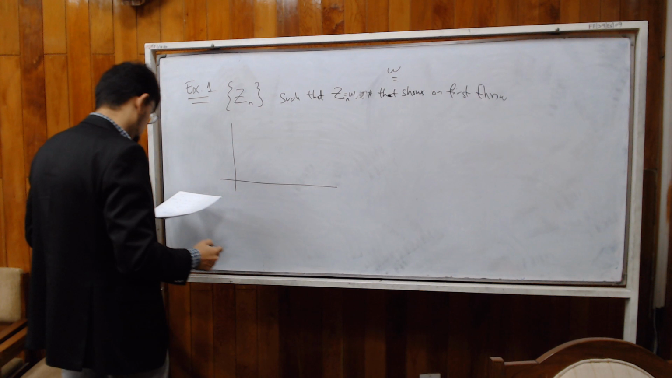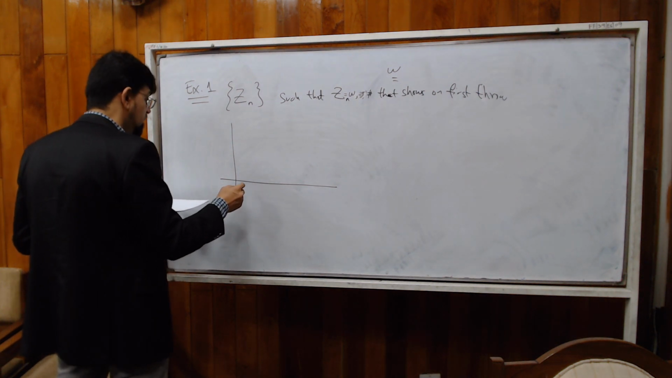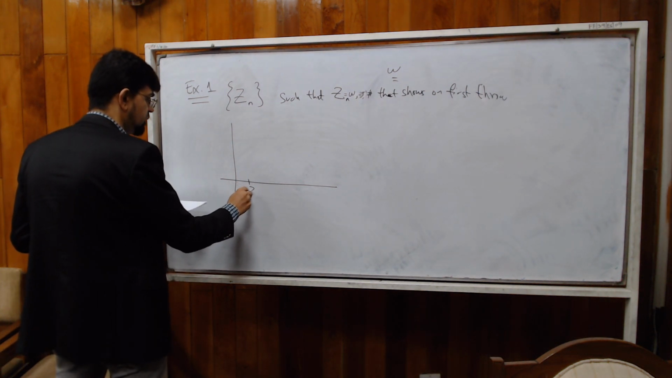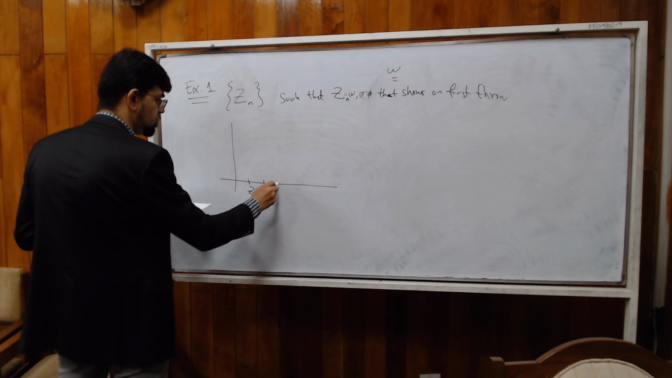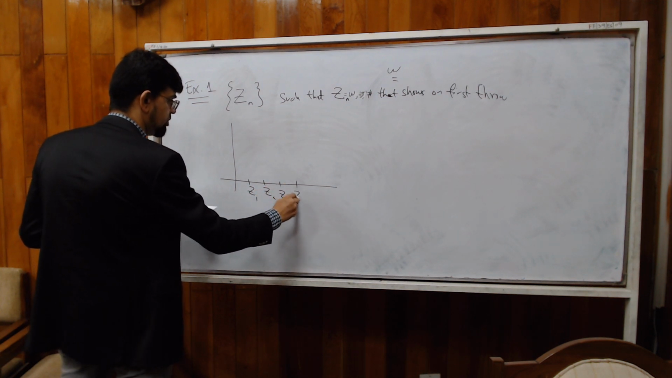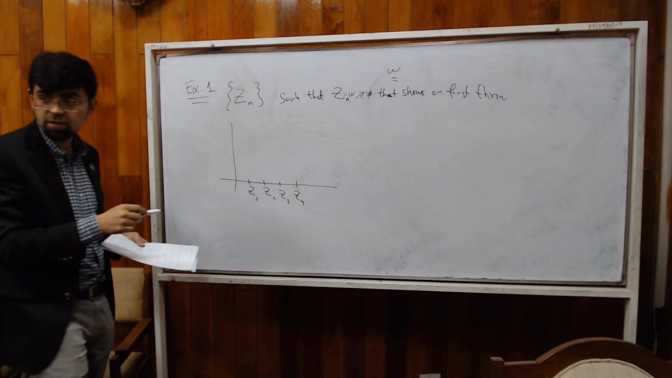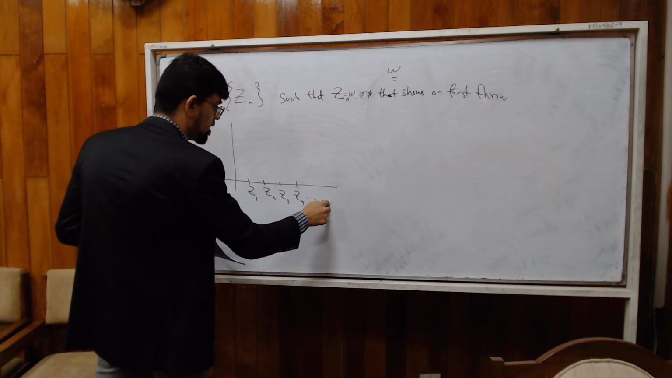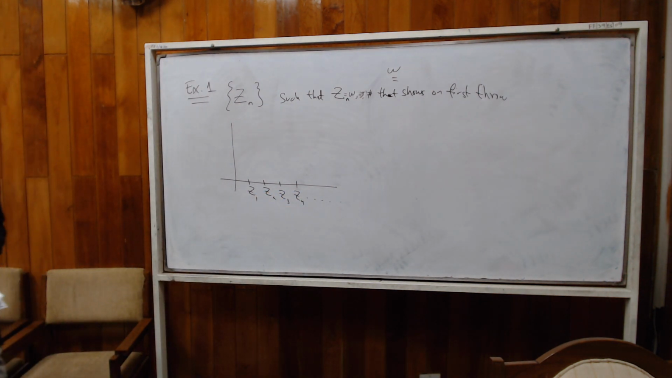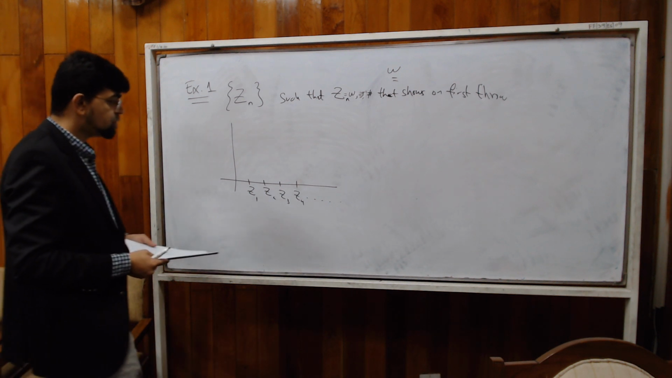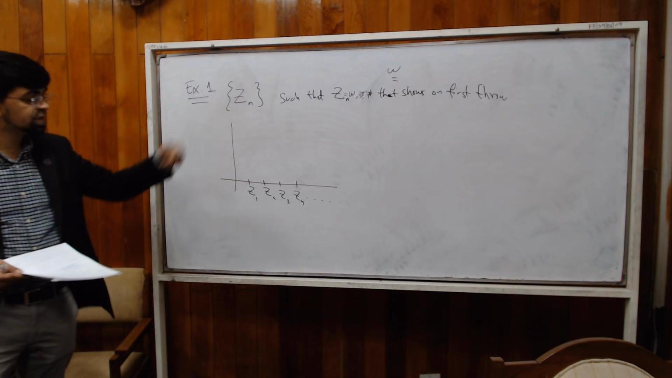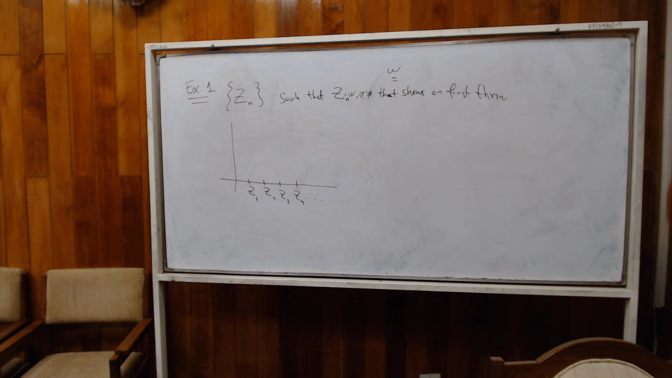Let's see. So if you do it the first time, firstly, what is Z1, Z2, Z3, Z4, this random sequence? It can go on, right? Now can you tell me what the realizations of this would look like? It's a bit tricky, it's not straightforward.